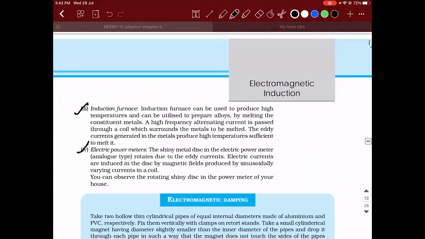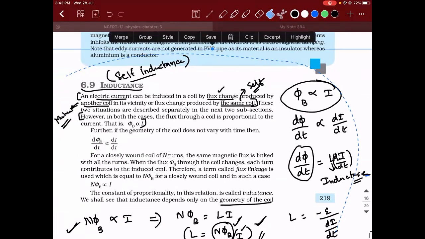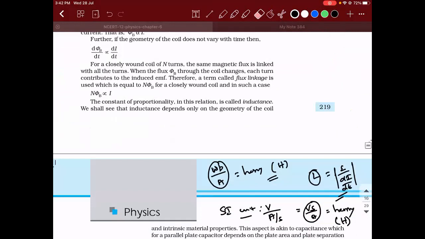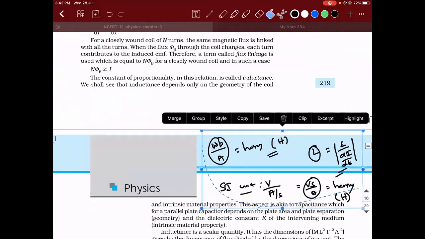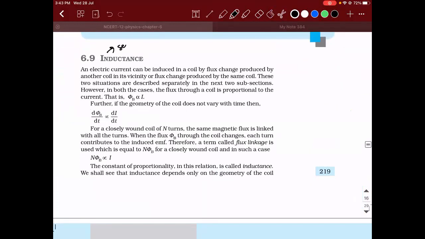Okay. So the next concept that we are going to get started with is inductance. Inductance is sometimes also referred to as self-inductance. Before I explain what this inductance is, we need to take reference from our previous chapter's knowledge.